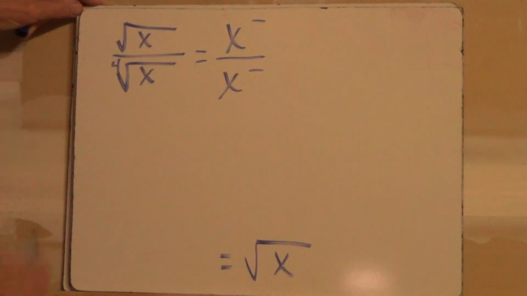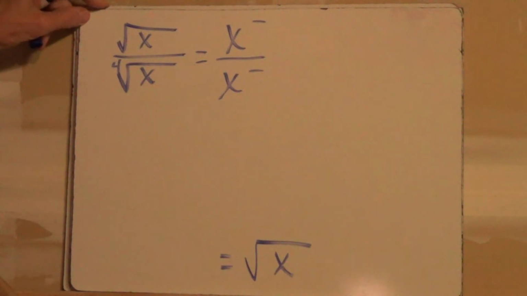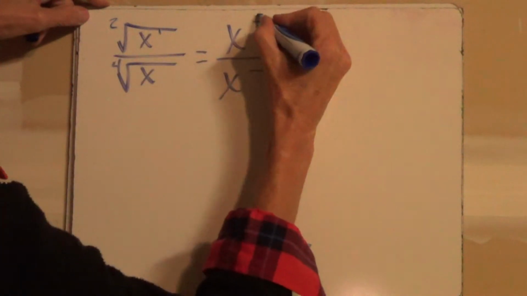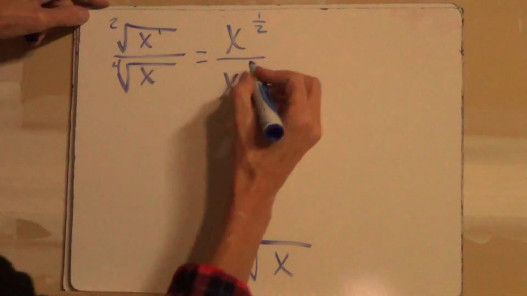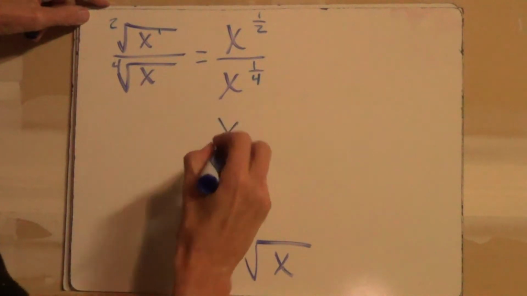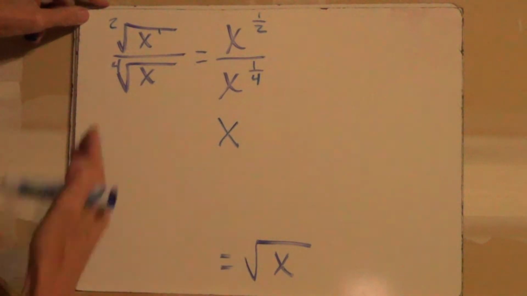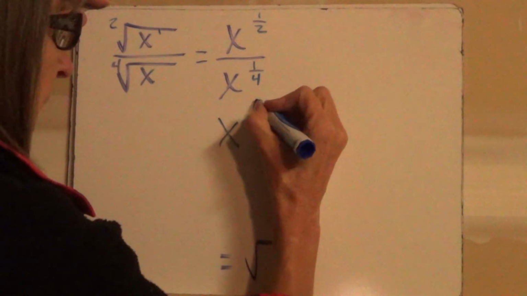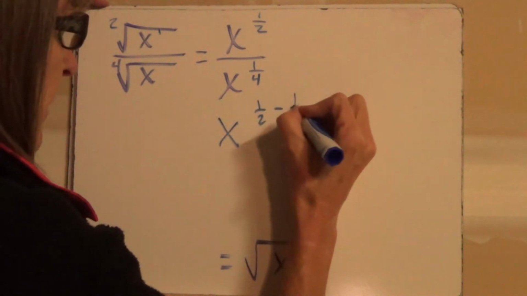Next one. Of course we're going to divide here. Again, this would be a 2. That would be a 1, so it's 1/2. This would be 1/4. And in dividing, we subtract our fractions. And I'll be honest, I wouldn't even know the answer in radical form. But in rational form, 1/2 minus 1/4.